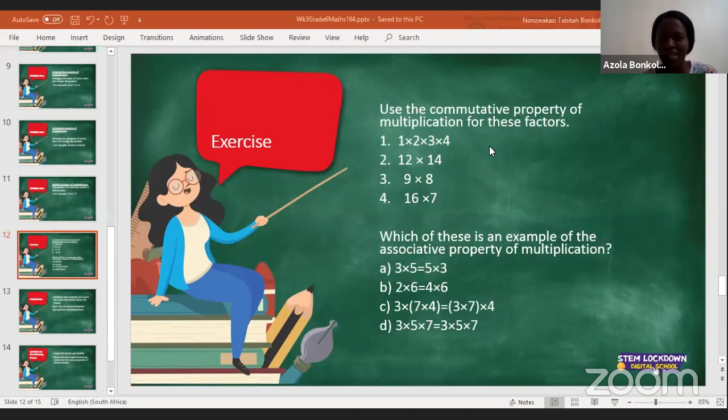All right, let's get someone else. I'll tell you just now. Okay, we must always look at the term that we're using. Remember, we're using the commutative property. Okay, can we have Pabalo to answer number 1?